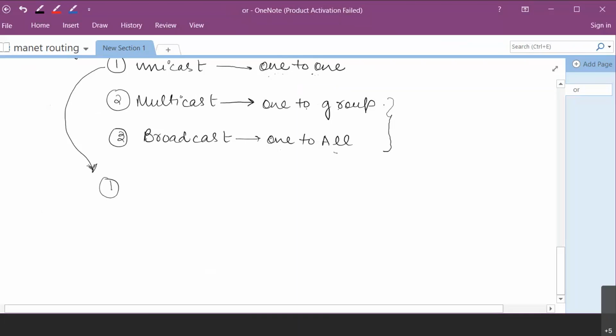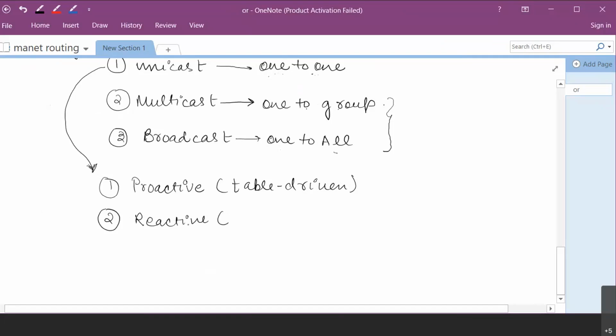According to the unicast routing protocol, it is divided into three types of routing protocol. The first one is proactive. Proactive is a table driven routing protocol, meaning you have to maintain the table each time. You have to be ready with your table each time.